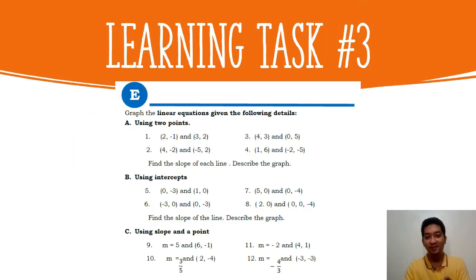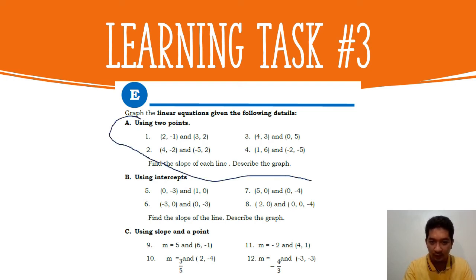Okay, so with that, let's go again with the learning task number 3. We skipped the learning task number 2 since it's just a repetition of what you did in learning task number 1. So, learning task number 3, very basic lamang ito. You were given with the 3 conditions: 2 points, intercepts, the slope, and a point. Now, with that given, you have to graph each given on a graphing paper. Okay, using your graphing paper. So, let's say for example, letter A.